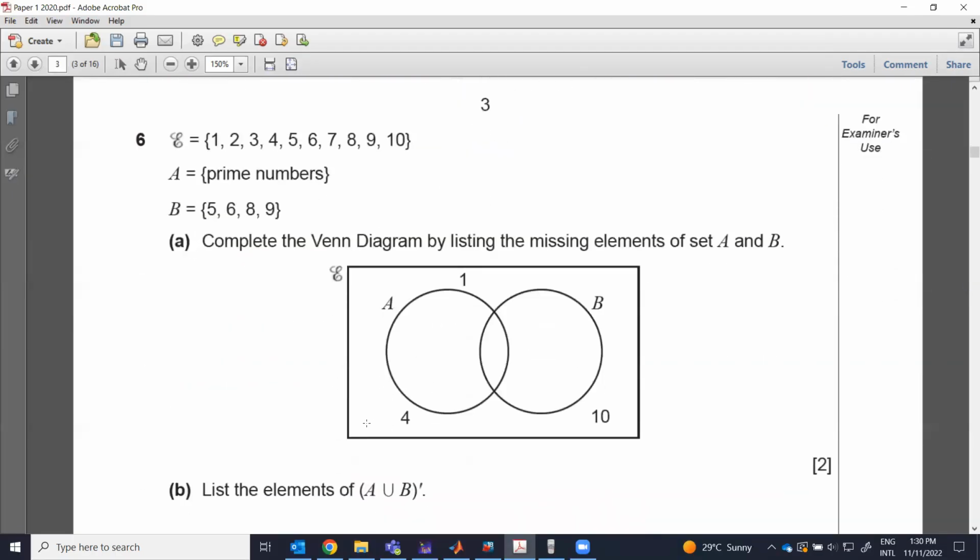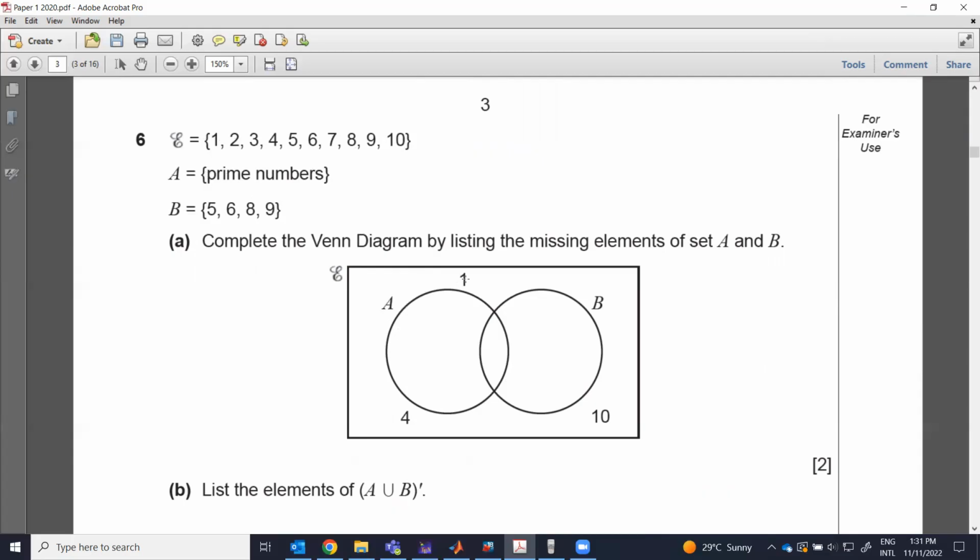Okay, number 6 on set theory. So we have our universal set over here. A contains the prime numbers, and B has the numbers 5, 6, 8, and 9. So we have to complete the Venn diagram. That means we need to place all these numbers from 1 to 10 over here. Now remember that each number needs to appear only once.